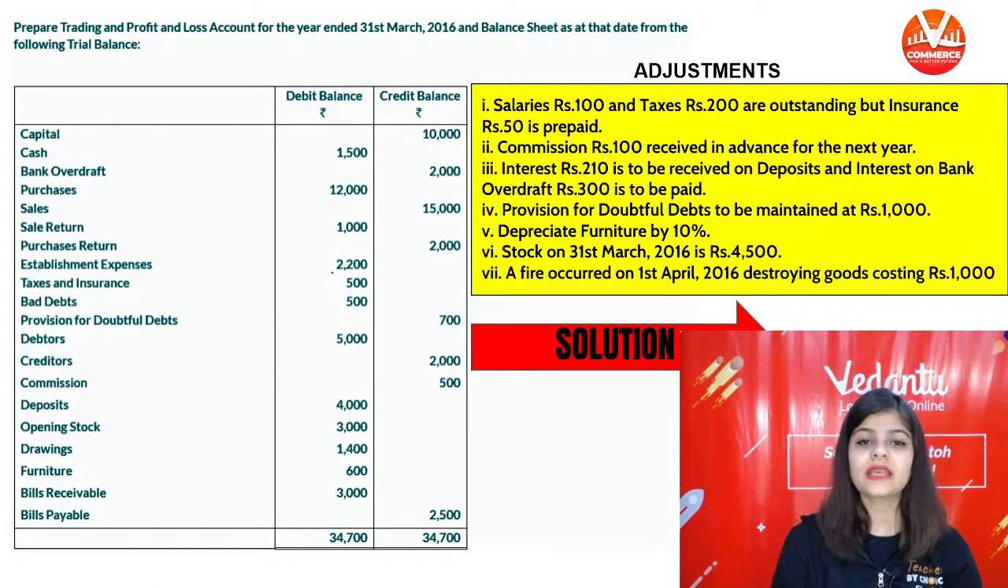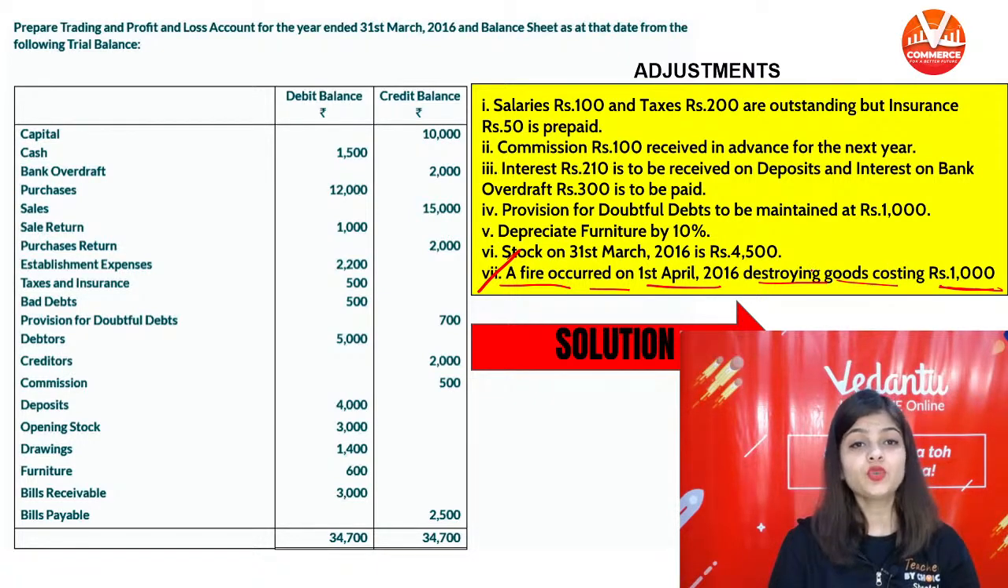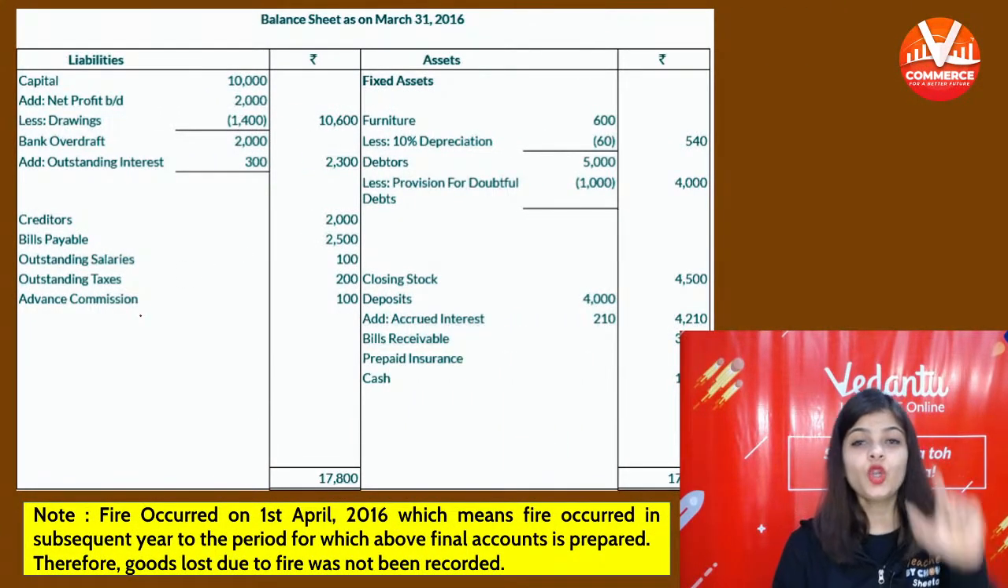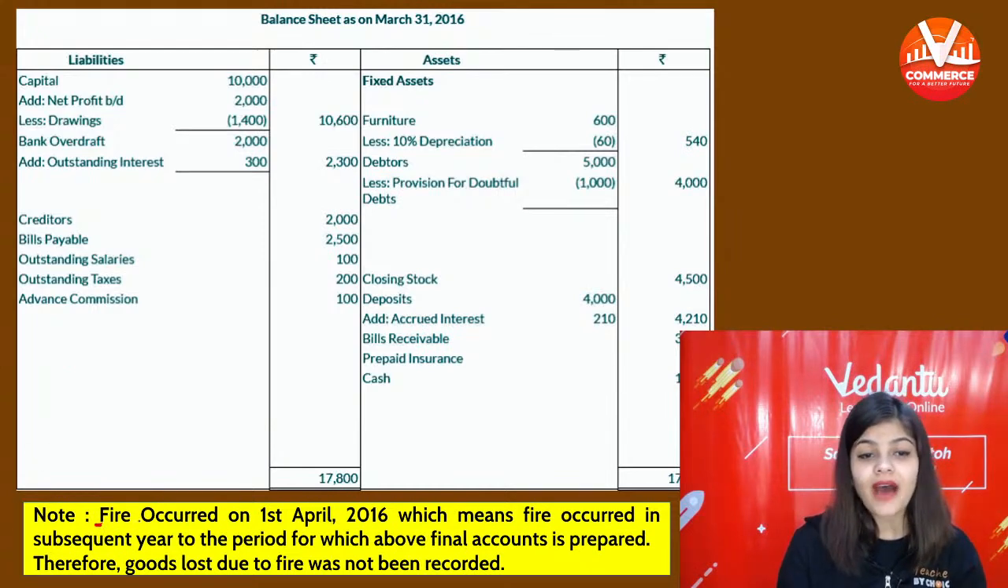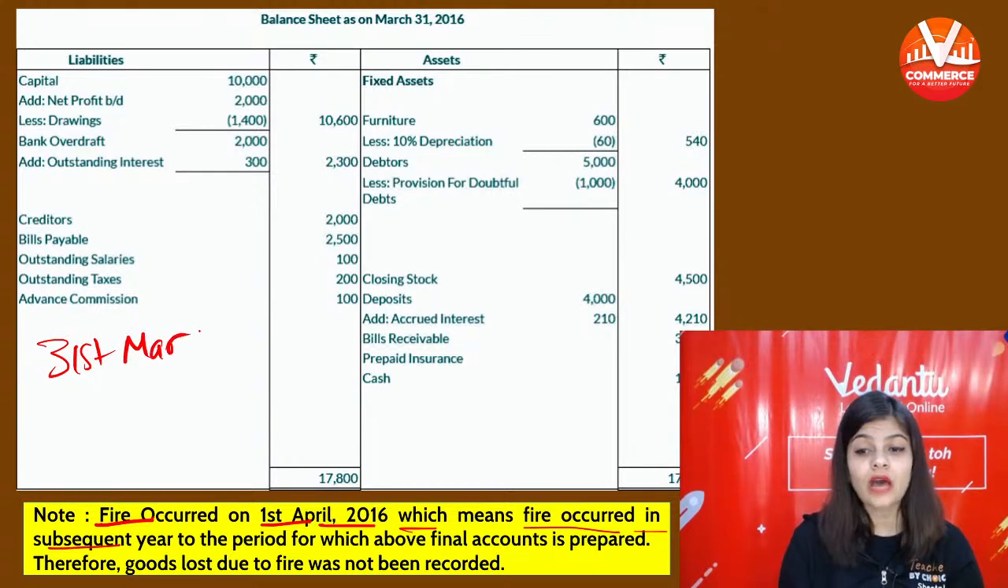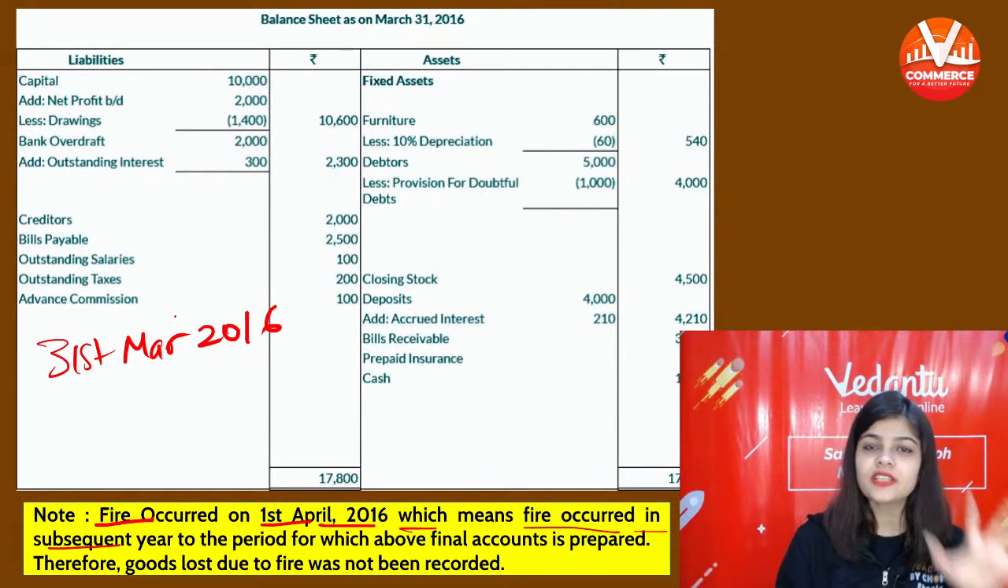The last adjustment is a fire occurred on 1st April 2016, destroying goods costing 1,000. So, read the note that is given below the balance sheet. Fire occurred on 1st April 2016, which means fire occurred in the subsequent year because our books are closed on 31st March 2016.